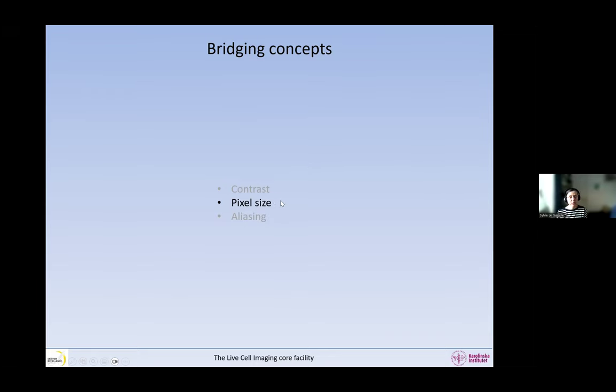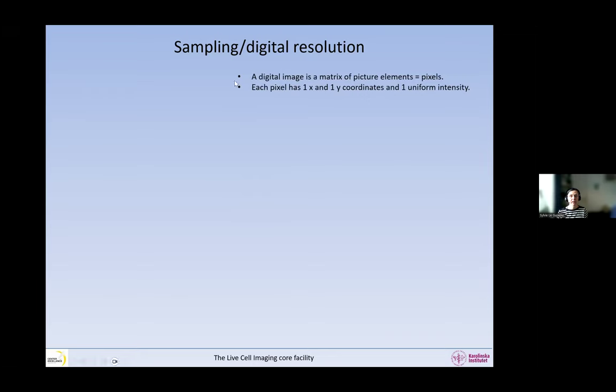Okay, now that we spoke about contrast, let's talk about pixel size. So pixel size, sampling, digital resolution, these are terms that actually refer to the same thing. So I remind you that a digital image is a matrix of picture elements. So this is what pixels means, picture elements. And each pixel has one X coordinate, one Y coordinate, and a uniform intensity.